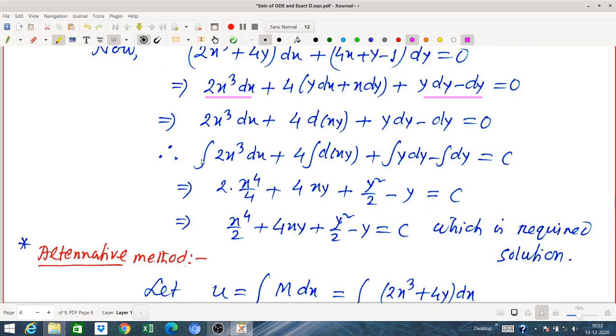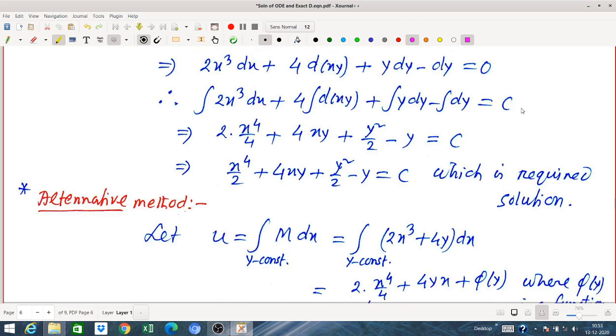So we can integrate. When we integrate, we give a constant of integration to the right side, c. So it is x to the power 4 by 4, and it is the integration of d(xy), like integration of dt is t, so it will be only xy. And it is y square by 2, you know it. It is 1 dy, means only y integration. So this is the required solution.